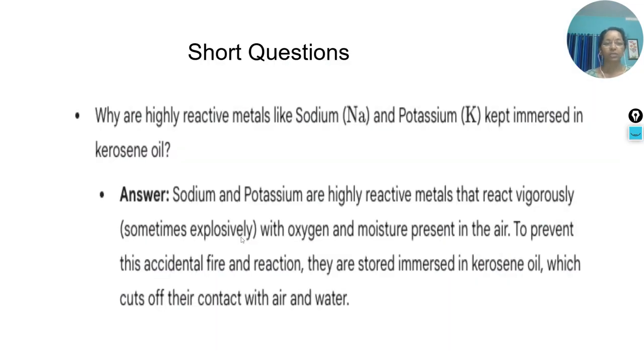Okay, next we'll talk about some short questions. Why are highly reactive metals like sodium and potassium kept immersed in kerosene oil? We learned this when we discussed the chapter. Sodium and potassium are highly reactive metals. They react vigorously with oxygen and moisture present in the air. So to prevent accidental fire and reaction, they are stored immersed in kerosene oil, which cuts off their contact with air and water. So this is the way to give the answer.